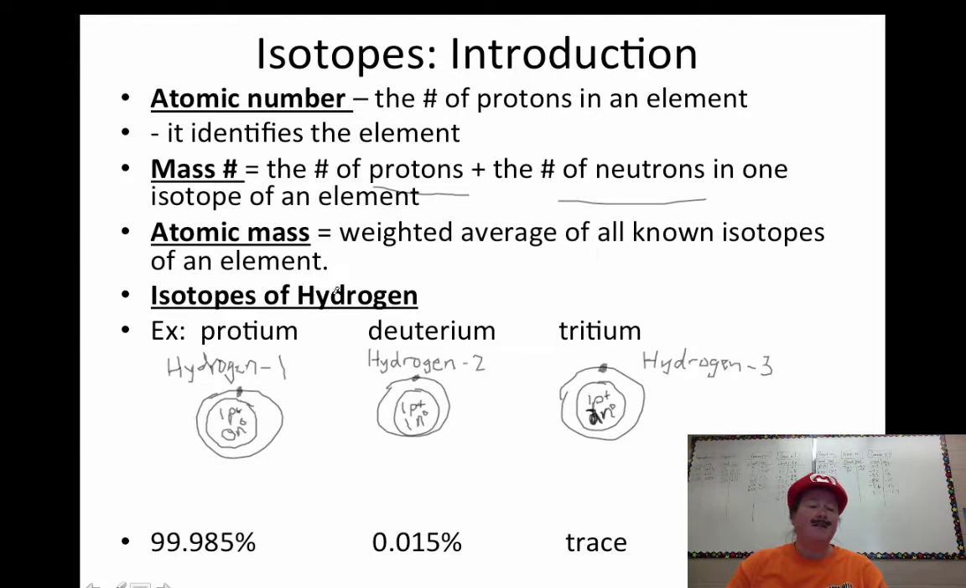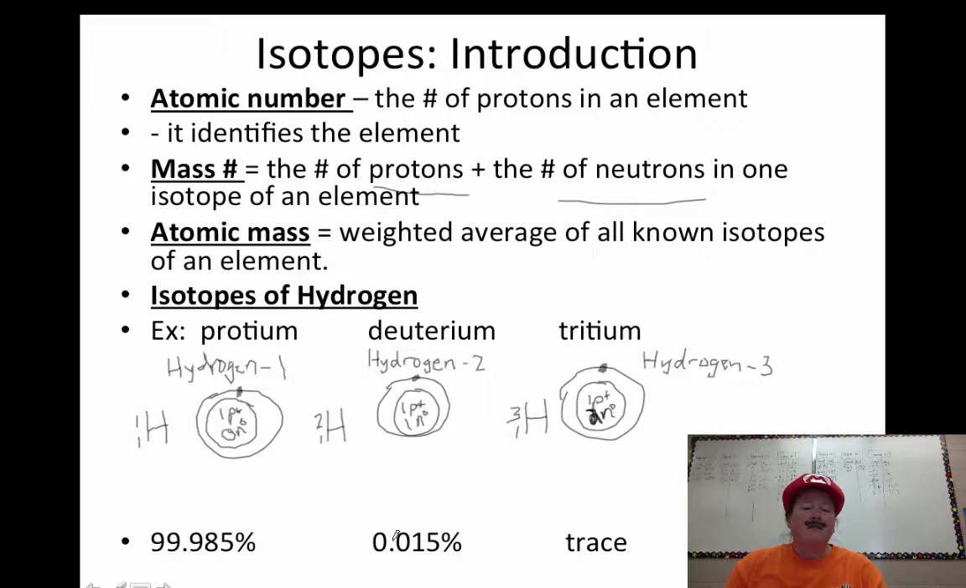Another way to designate isotopes is called nuclear notation. With nuclear notation, you have the element symbol and its atomic number right there. So these are going to be the same for each of these isotopes. Since they all have one proton, this will be the same. And right here is where the mass number goes. Hydrogen-2 has a mass of 2, hydrogen-3 has a mass of 3. So this is called the nuclear symbol.